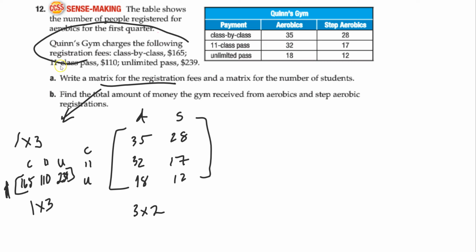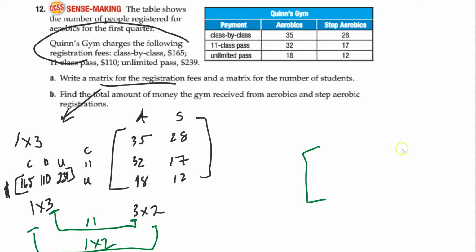Then right here it says, find the total amount of money the gym receives from aerobics and step aerobics registrations. So what we're going to do here is multiply these two. I'm going to multiply this by this so they match, because I need to multiply them. I'm going to get a 1x2. But I also want you to keep in mind what that 1x2 is. We're going to do this in our calculator, it's not a big deal. It's one row, two columns.